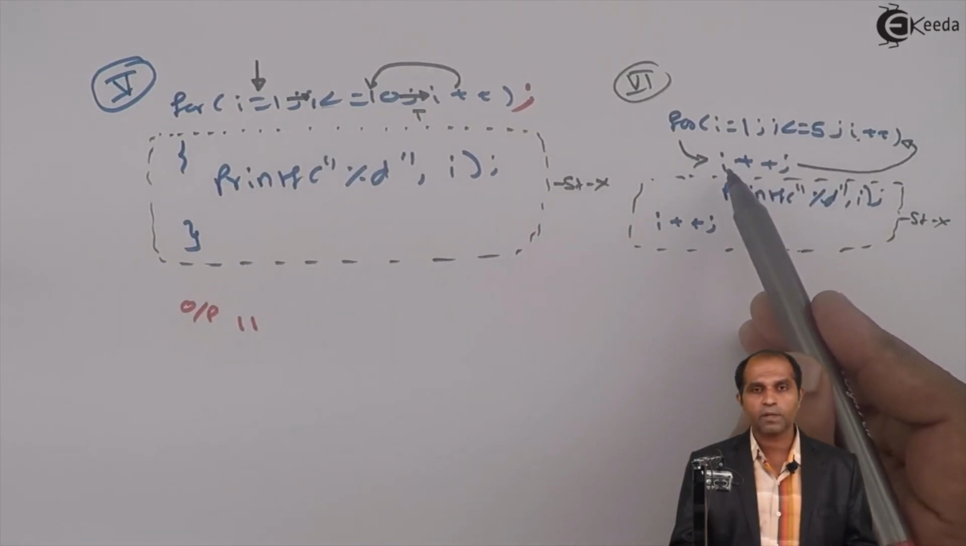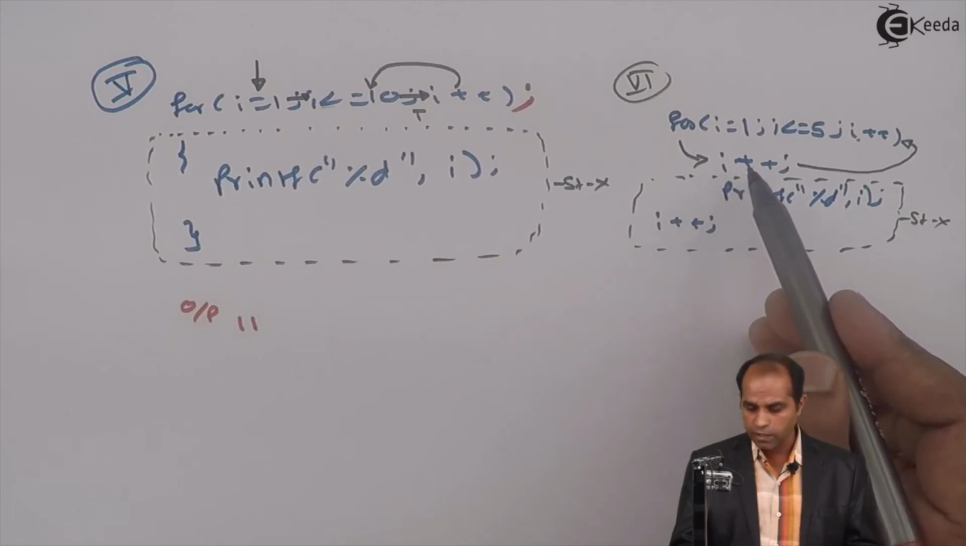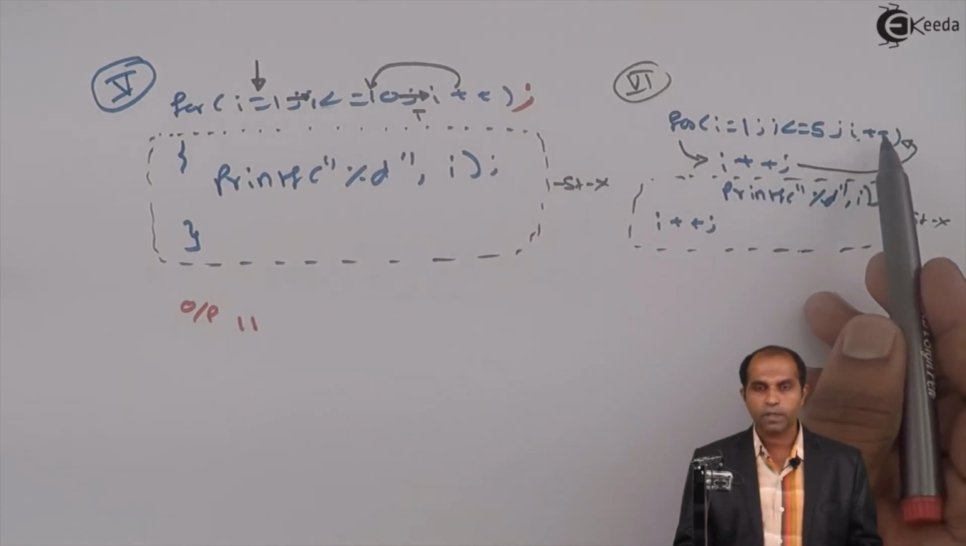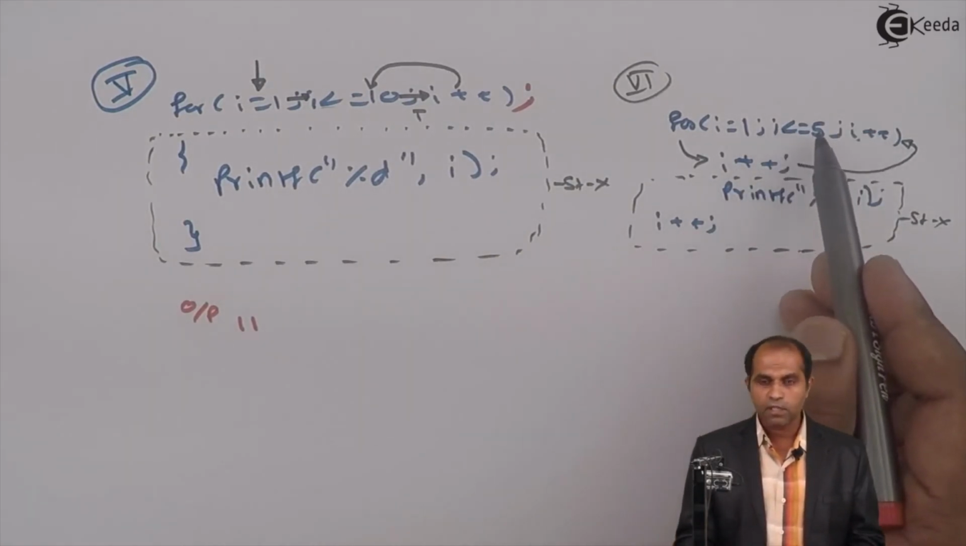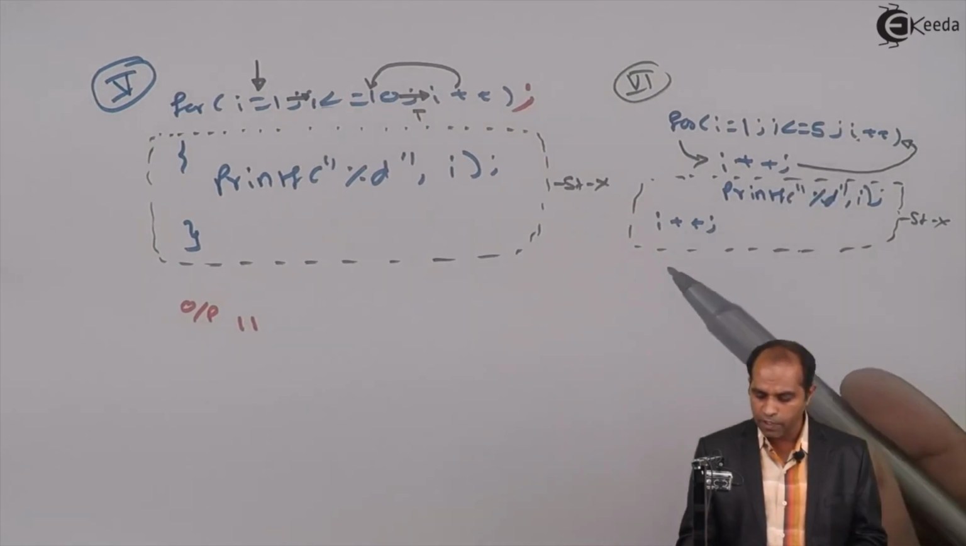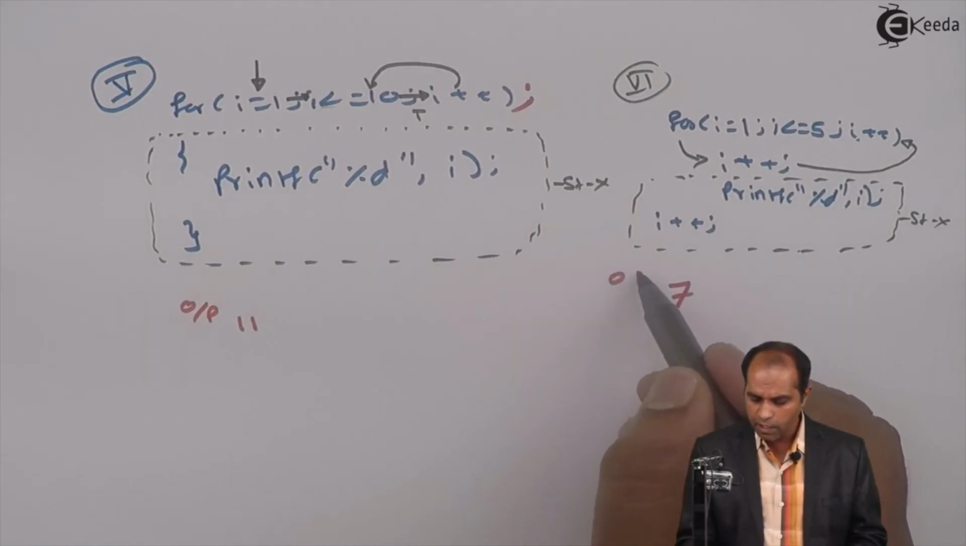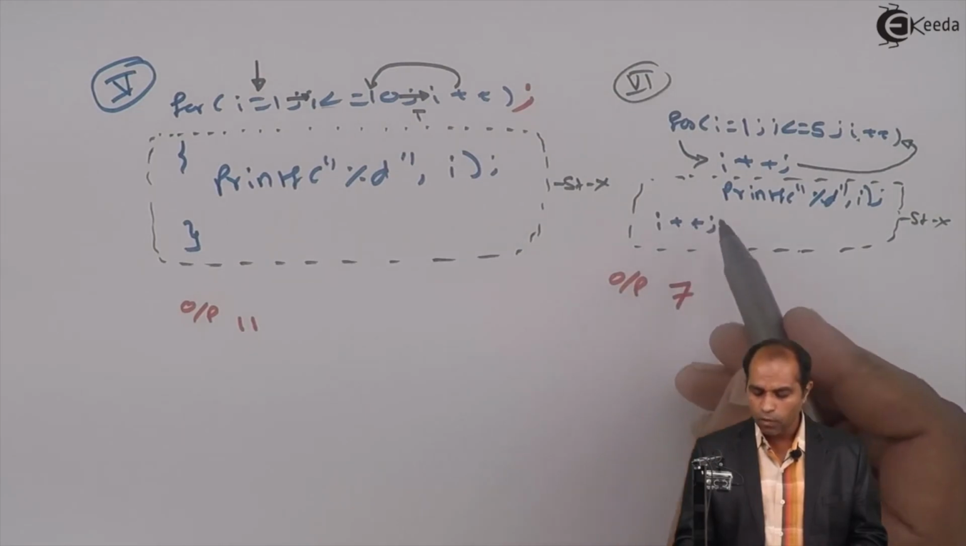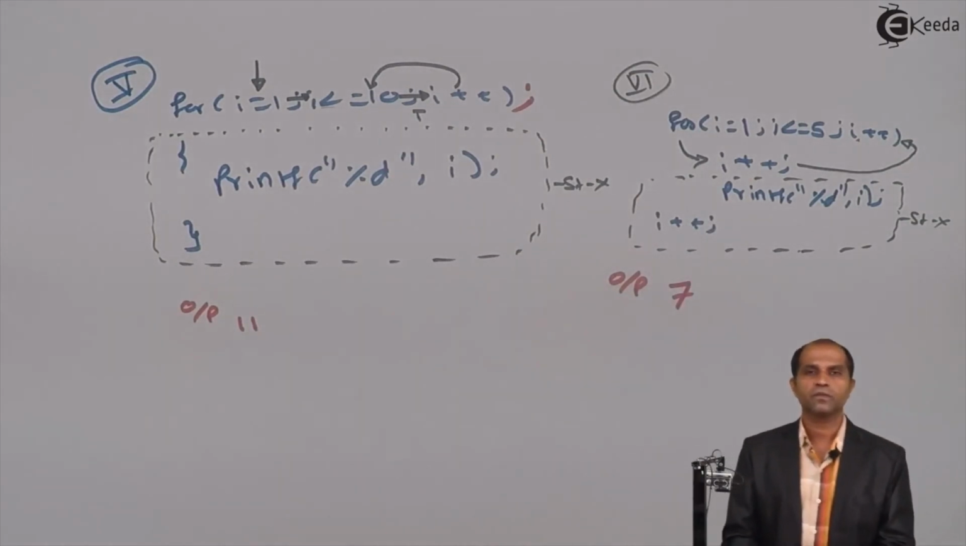True in the sense, I++, make it 6. Go back, I++, make it 7. 7 less than or equal to 5, true. True in the sense, print 7. So the output in this case is 7. And I++ will make it 8 at this place.